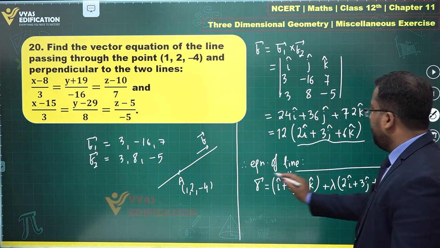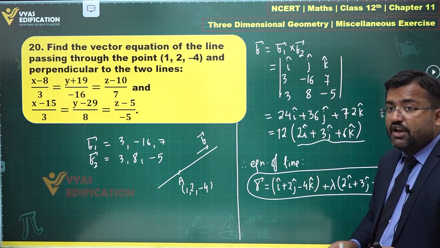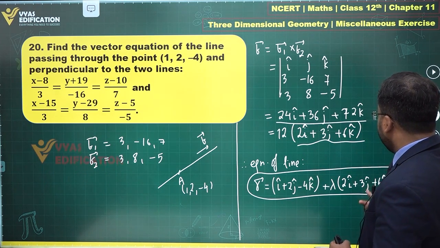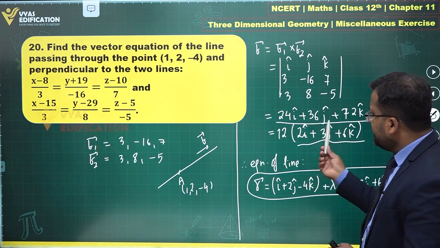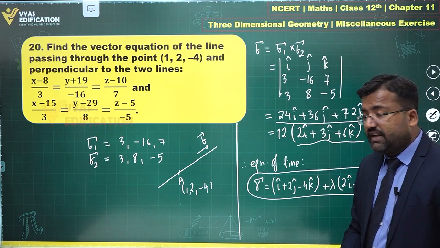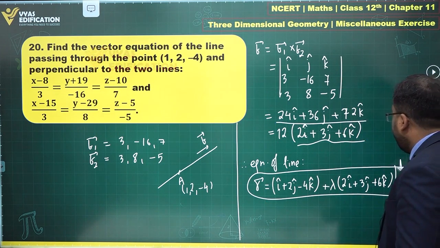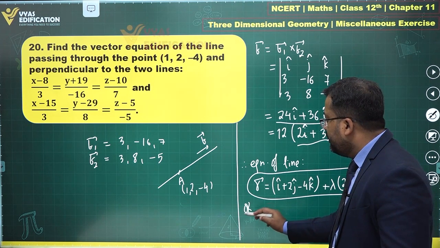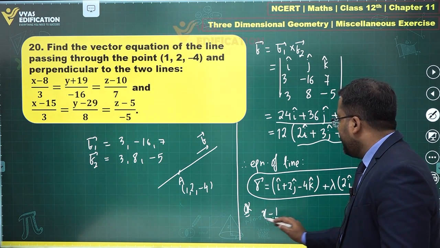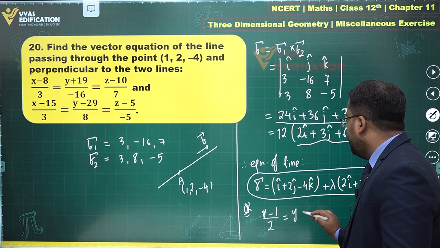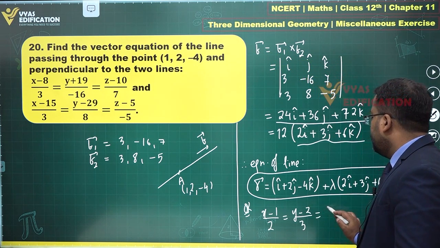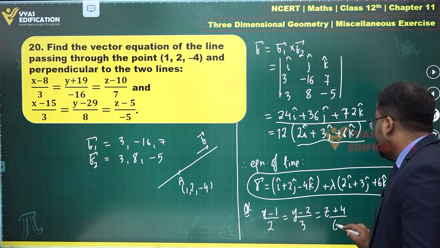A few things of importance over here. You could have taken this vector as the B vector as well, or you can simply take out that factor common and take this as the B vector. Here the person has only asked for the vector equation, so we can leave the answer at this stage. Had the person asked for the Cartesian equation, you could have further written it as (x minus 1) upon 2 is equal to (y minus 2) upon 3 is equal to (z plus 4) upon 6.